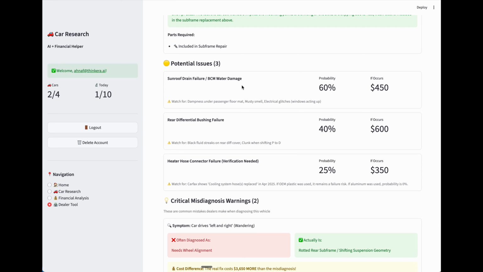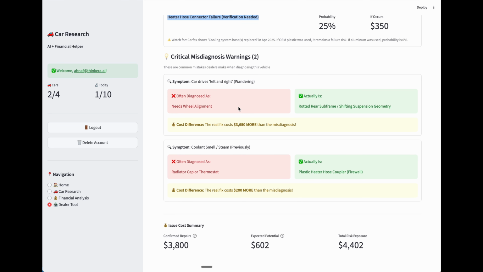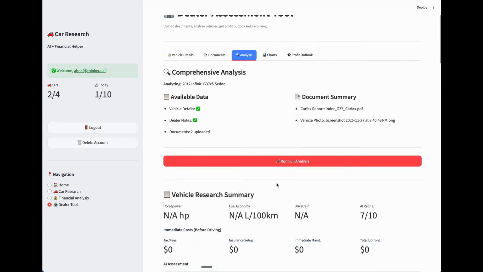And then there are potential issues that you might want to look out for. Again, this happens a lot. Rear differential bushing failures already happened for us. Heater hose corrosion is 25%. And there's some misdiagnosis stuff. Sometimes the car's driving left and right, and the dealer says, oh, it needs a wheel alignment. Nope, our entire subframe is rotten. This is so accurate to what I actually faced, because this is a real car that I went and saw. Coolant steam slash smell, heater hose couple. Okay, perfect. The real fix costs 200 more than the misdiagnosis.